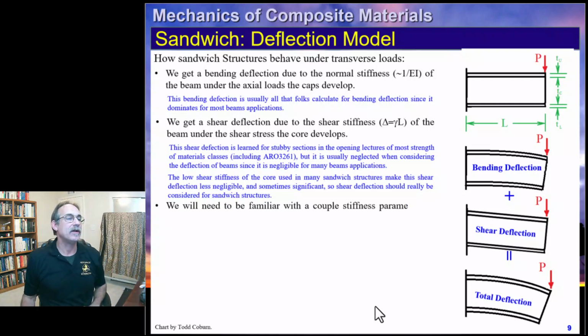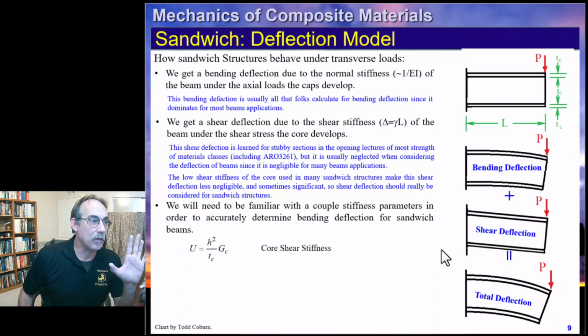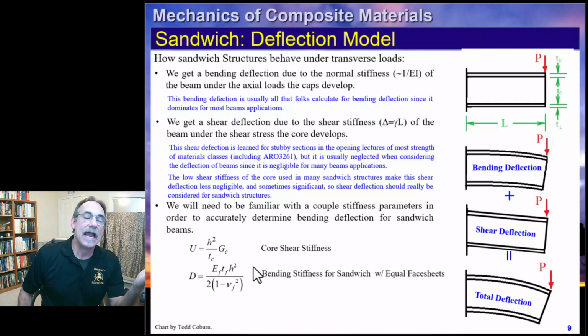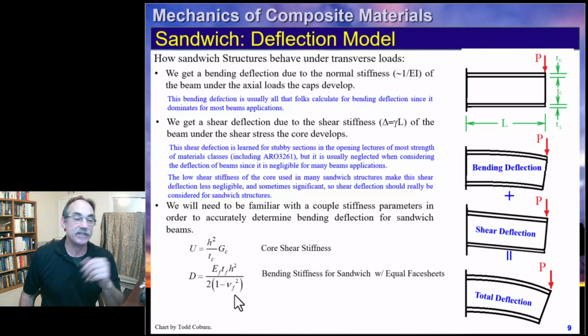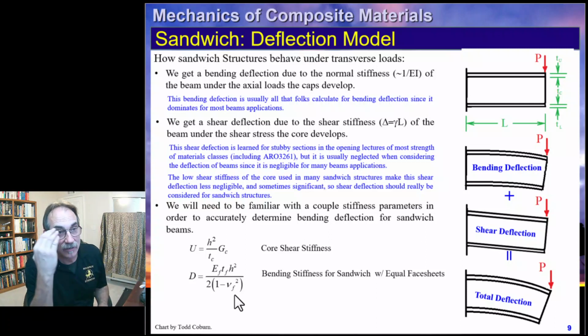So we're going to lay out a method to do this. To do this, we're going to need to be familiar with a couple parameters. This is a core stiffness parameter, which has the H and the thickness of the core and the modulus of the core, and an axial bending stiffness parameter, which is the facesheet modulus and thickness and the H dimension and Poisson's ratio.